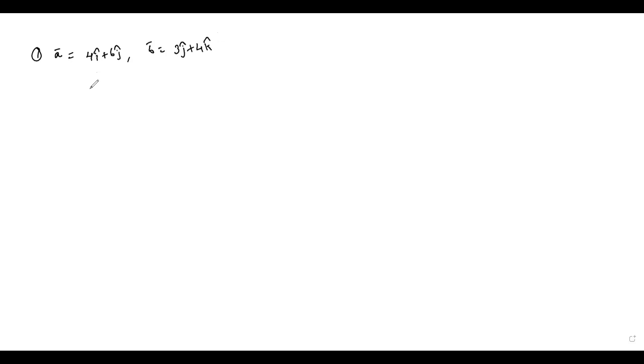Now the vector component of a bar along b bar is nothing but the projection. We have the formula: a bar dot b bar by mod b bar whole square into b bar. This is the actual formula.